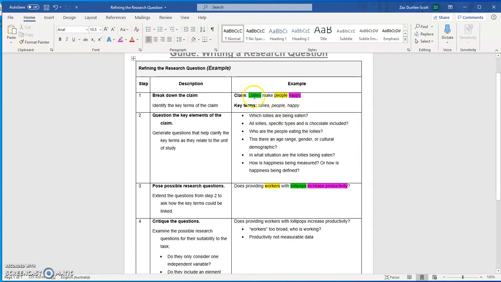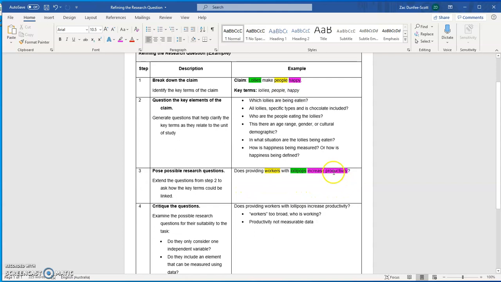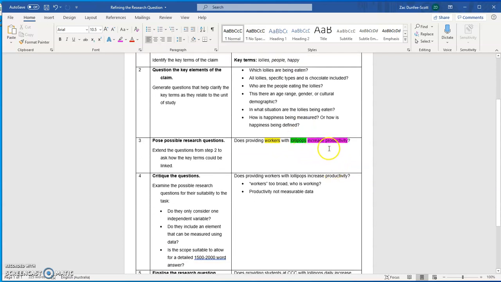So you can see here we've taken our claims, lollies make people happy. We've thought about each of these key points and posed as many questions as we can. Thought about these questions to which specific answers I want to look at. Okay, and I've now made my first research question here: does providing workers with lollipops increase productivity? All right, now I can take this research question and I can start researching this.